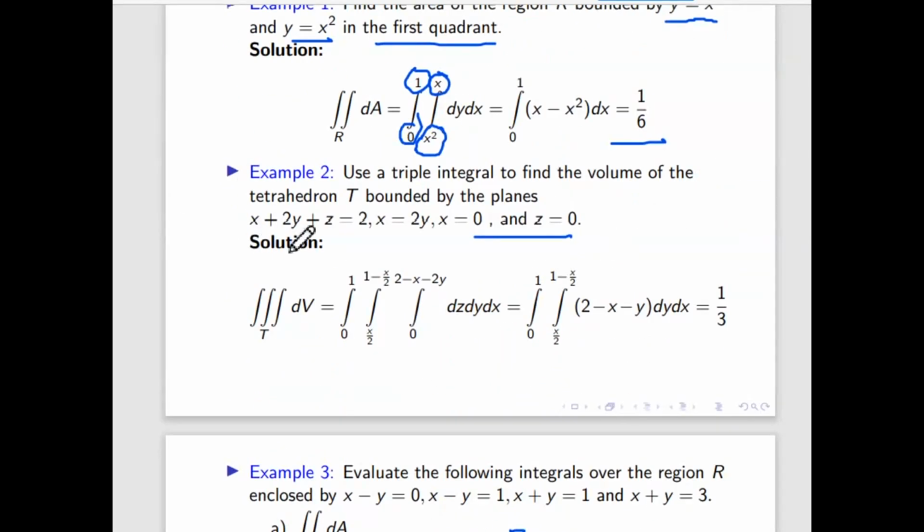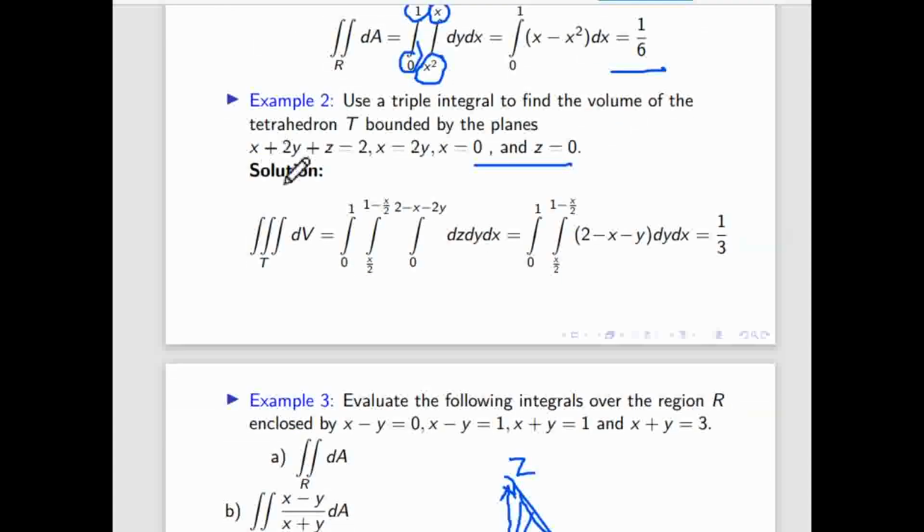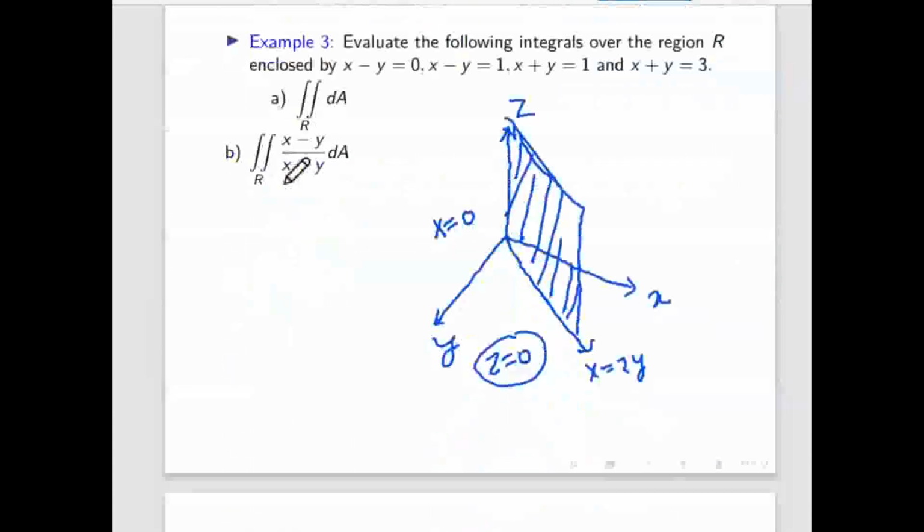That is x plus 2y plus z equal to 2. So how will we draw it? We'll make the intercept form of this plane, x by 2, y by 1, and z by 2 equal to 1. So on the x-axis it will cut at the point 1, 0, 0. Like that we can do. And on the x-axis I will put some point.